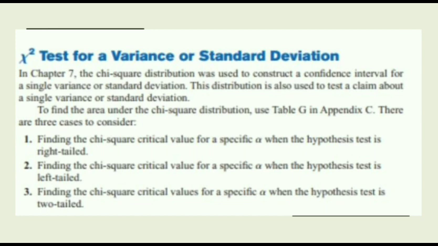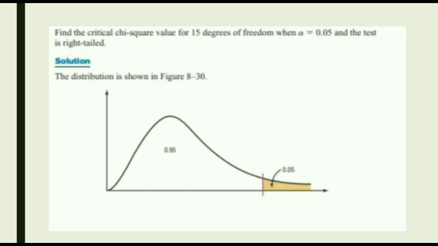topic. Finding the chi-square critical value for a specific alpha when the hypothesis test is right-tailed. Finding the chi-square critical value for a specific alpha when the hypothesis test is left-tailed. Finding the chi-square critical values for a specific alpha when the hypothesis test is two-tailed. So this is the first objective.